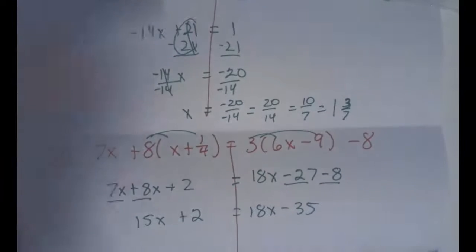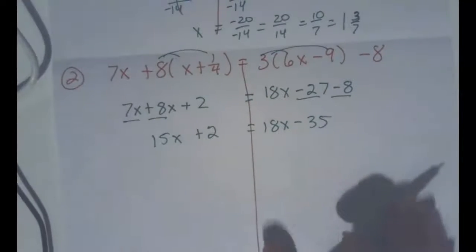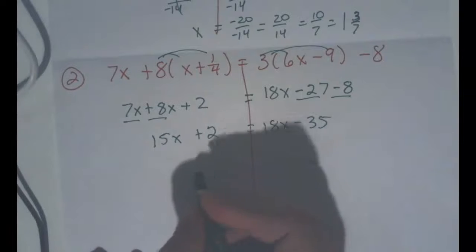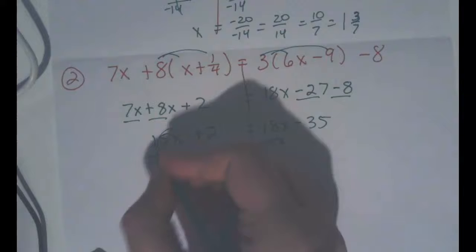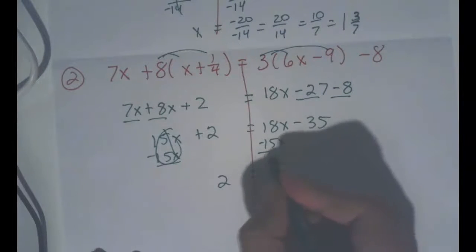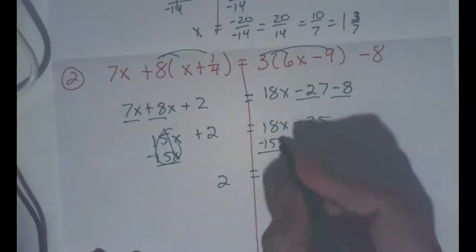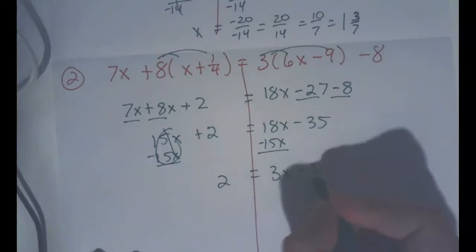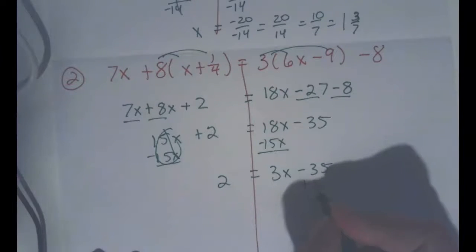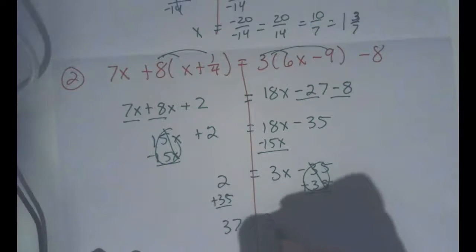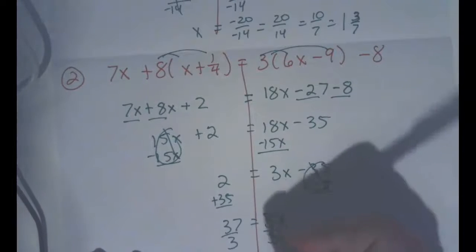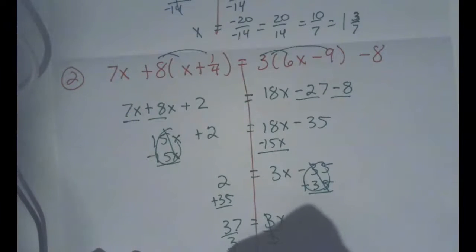Combine those. Let's get my paper up a bit. Okay. Then I have the need to move all of my variables to one side and all of my constants to the other. 18x minus 15x is 3x. Then I'll be adding 35 to each side. Going to get 37 is 3x. Divide each side by 3. And x is equal to, if I divide this, I'm going to get 12 with 1 left over out of 3.